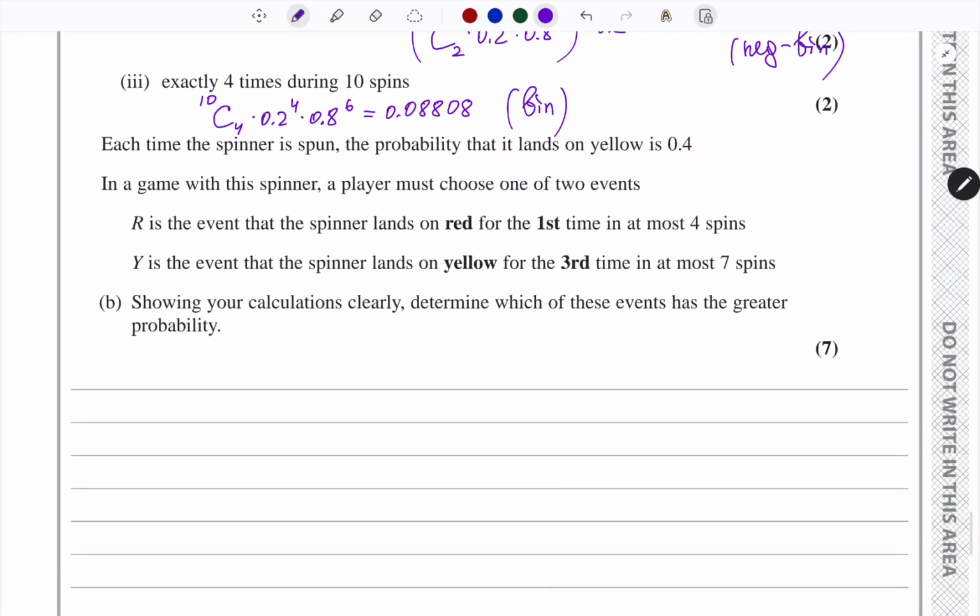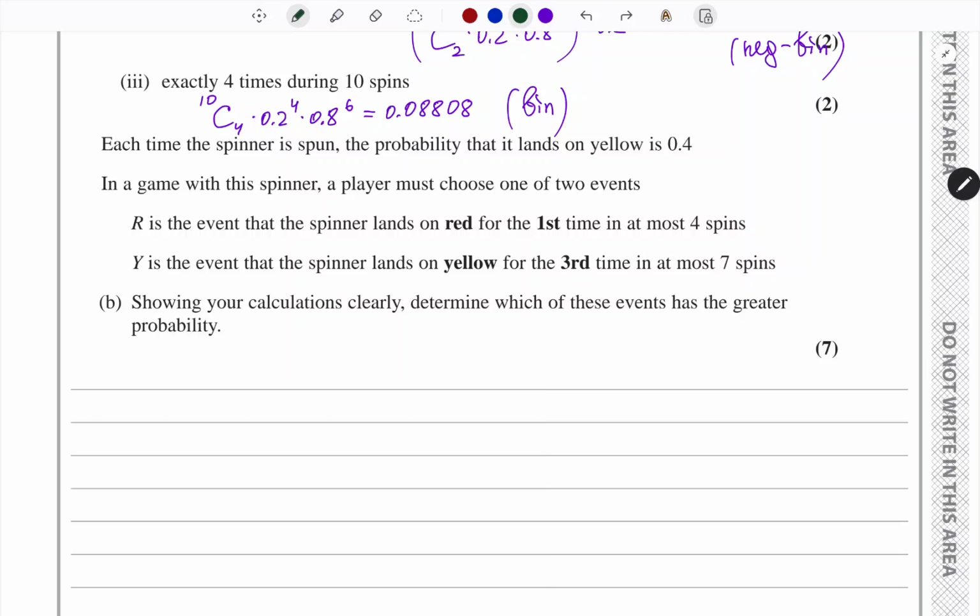So each time the spinner is spun, the probability that it lands on yellow is 0.4. In a game with the spinner, a player must choose one of 2 events. R is the event that the spinner lands on red for the first time in at most 4 spins. Y is the event that the spinner lands on yellow for the 3rd time in at most 7 spins. Okay, we can calculate the probabilities easily. Showing your calculations clearly, determine which of these events has the greater probability.